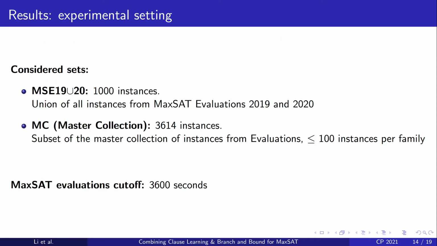For the evaluation of our solver, we consider the two following datasets. On one hand, we consider the union of all the instances from MaxSAT evaluations years 2019 and 2020. This is a total of 1000 instances. And on the other hand, we consider a subset of the master collection that contains all the instances from MaxSAT evaluations. We take instances from all the families, but we take at most 100 instances per family. This is a total of 3614 instances. And in every experiment, we use the same cutoff that is used in MaxSAT evaluations, that is 1 hour.